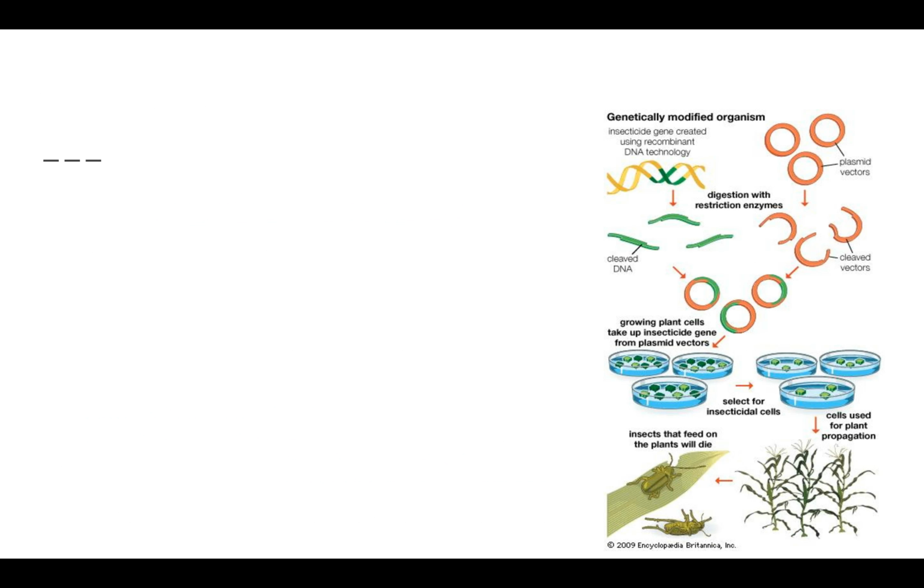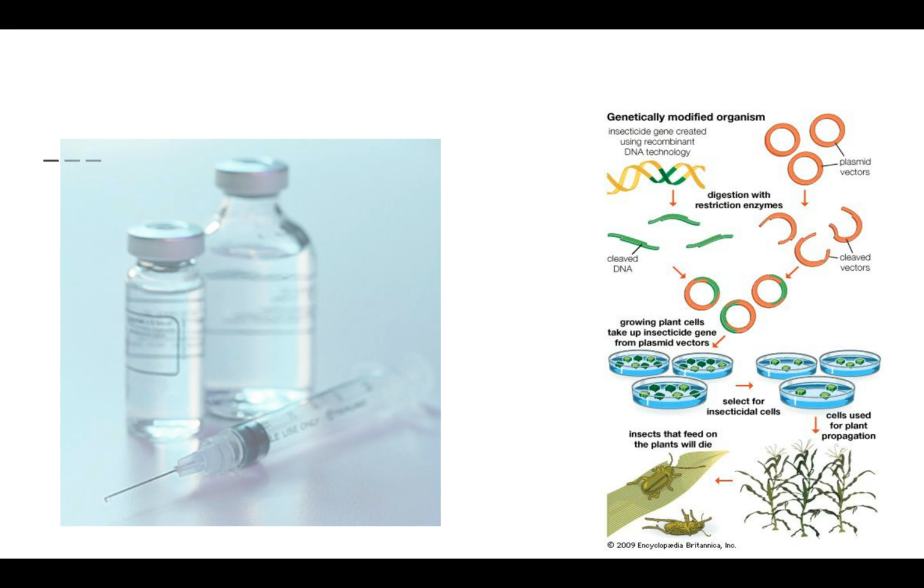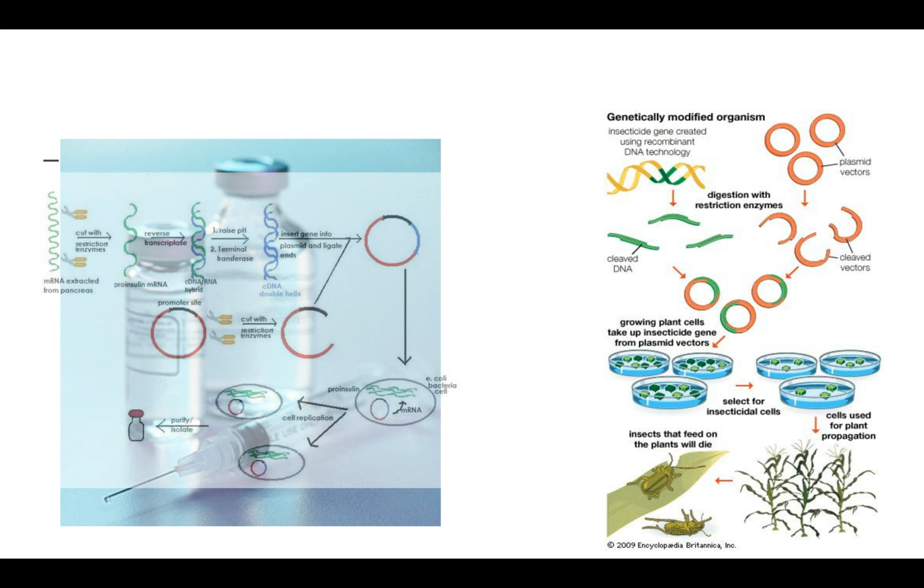So, a couple of specific examples of transgenic organisms. Insulin is important for people who have type 1 diabetes. If we have bacteria that make insulin, we can use the insulin from the bacteria and people can inject it, therefore helping to reduce the cost of creating insulin.